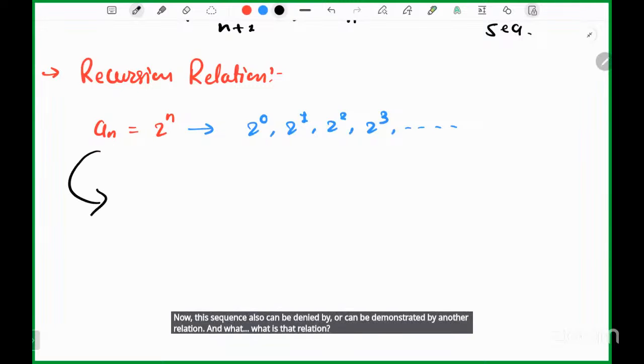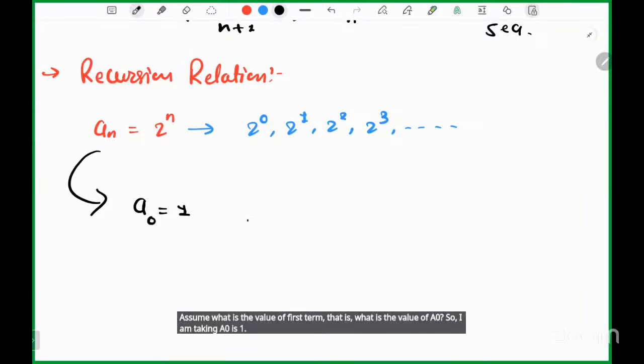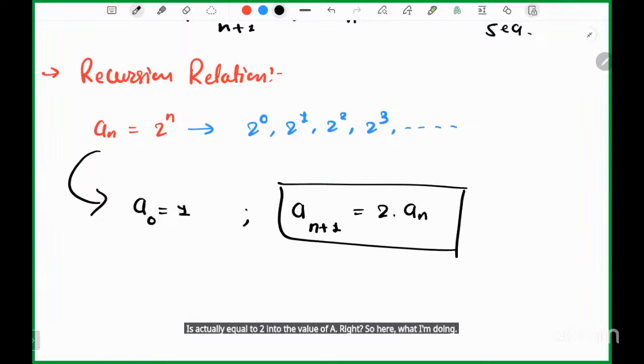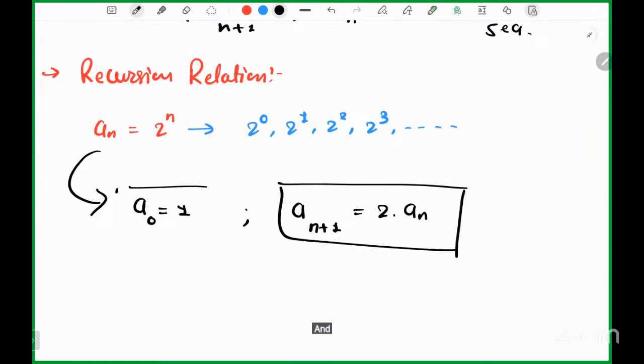We can first assume the value of the first term, that is, the value of a0. So I am taking a0 is 1, and I am saying that the value of a n plus 1, that is the value of the n plus 1 term, is equal to 2 into the value of an, right? So here I am relating the next term of the sequence with the previous term, and I have an initial condition that a naught is equal to 1.